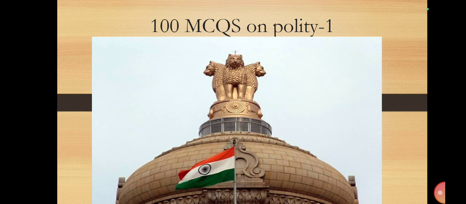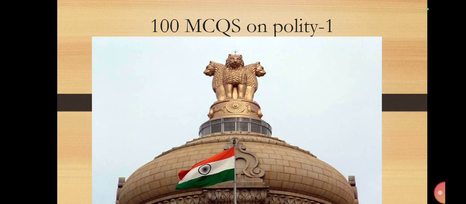Question number 87. Consider the following statements with respect to Interstate Council. The Interstate Council is chaired by the Prime Minister of India. In his absence, he can appoint any cabinet minister to chair the meeting. The quorum of an Interstate Council meeting is 10 members. It should meet at least thrice a year. Interstate Council Secretariat also works as Secretariat of the Zonal Council.